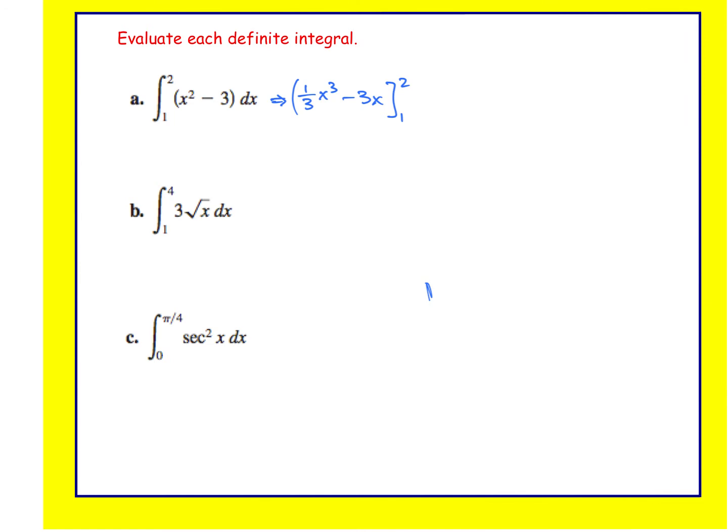I don't know why, it just makes me feel good. All right, so now we substitute in our upper limit into the antiderivative. So what is 2 cubed? 8. So now I have 8/3 minus, when I substitute in 2, what do I get? 6. And so that's big F of b. That's what it is. And then minus, now I need to substitute in my lower limit. So when I substitute in 1, 1 cubed is 1. So now I have 1/3 minus 3.